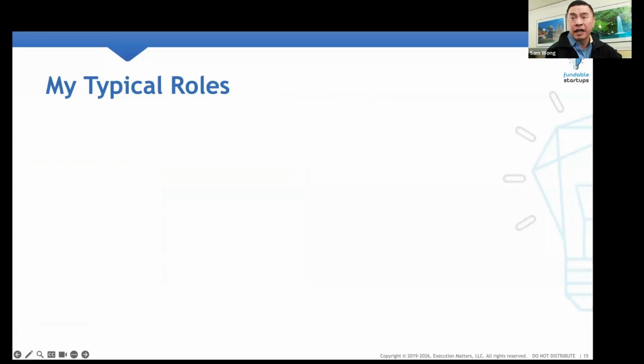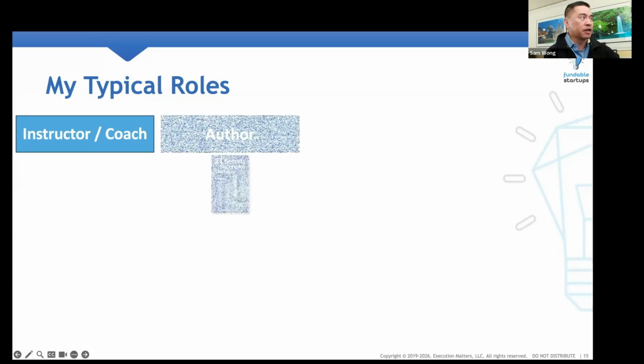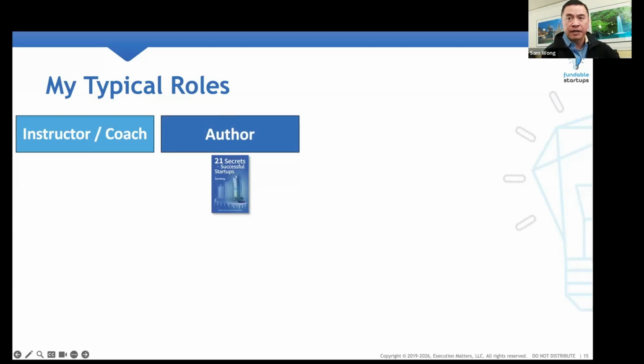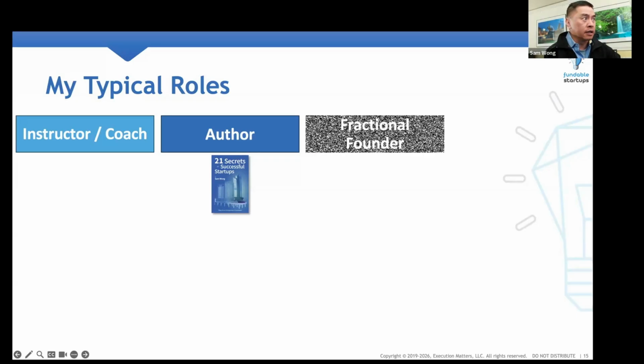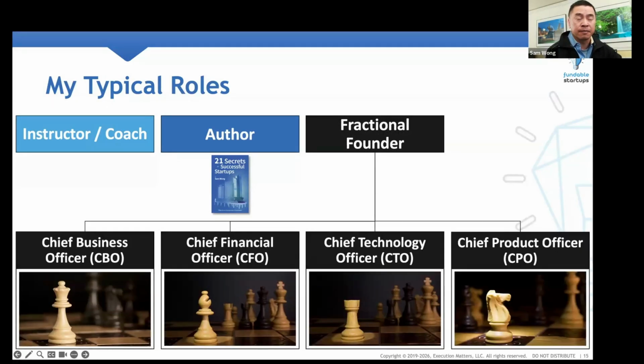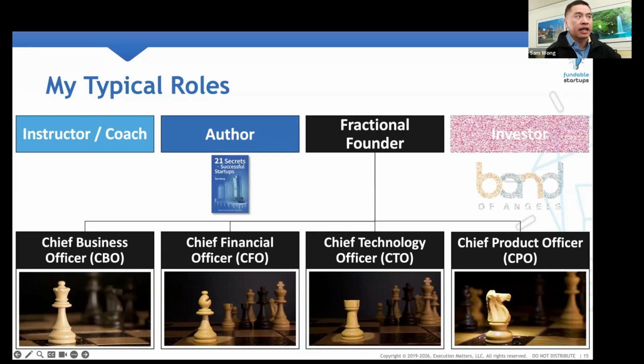I also spend a lot of time playing a number of different roles. Okay. I don't only do content, I don't only do training. In fact, I probably only spend 20% of my time or less on some of the content and training. So I work as an instructor and a coach. I also wrote a book on startup execution. And most of my time is spent being a fractional founder. I typically play chief business officer, chief financial officer, and sometimes play a CTO or CPO role. I'm actually a software engineer, backend developer by training. Okay. And the rest of my time is spent as an investor with Band of Angels.